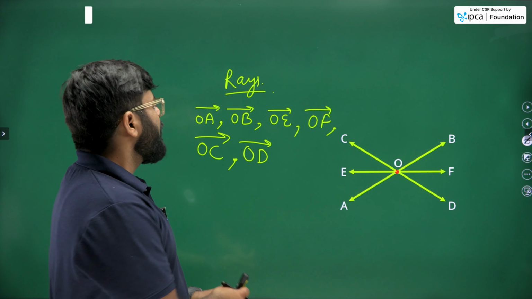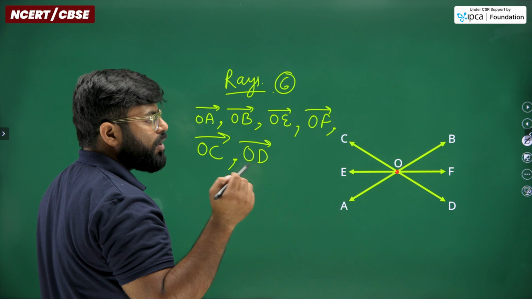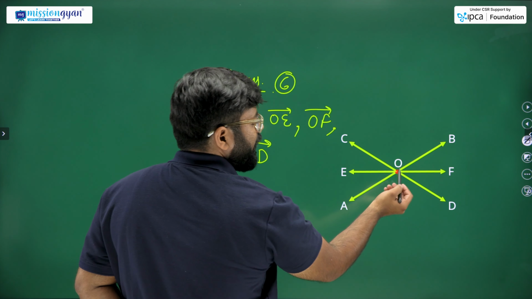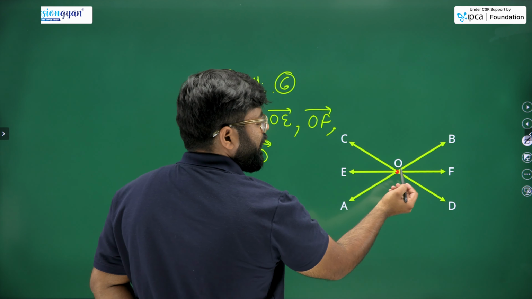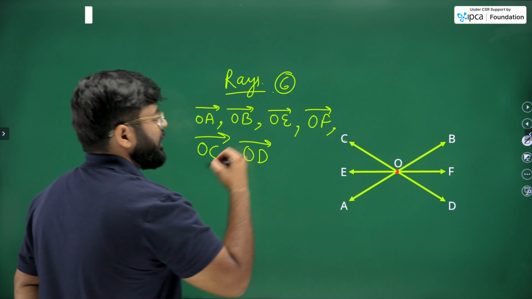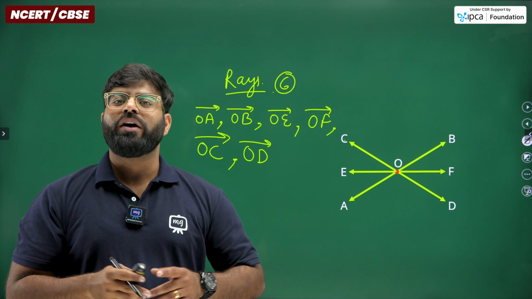So we can say we do have 6 rays over here. Let's check on the screen once again: ray OA, ray OB, ray OE and ray OF, ray OC and ray OD. That means we have 6 rays in the following figure. I hope you have understood.